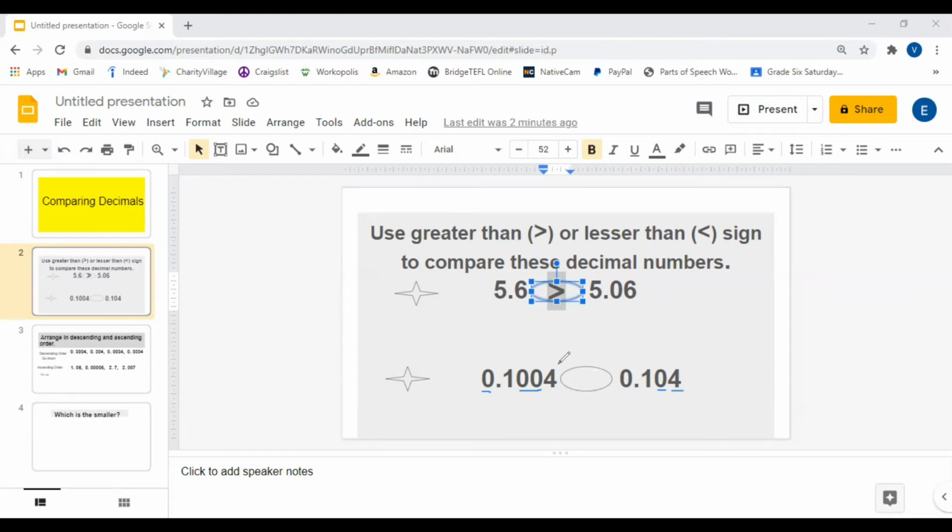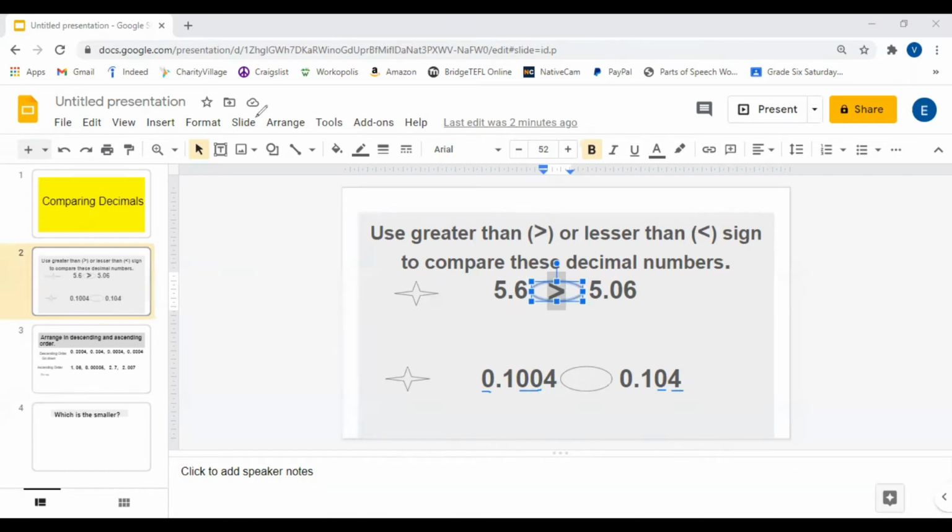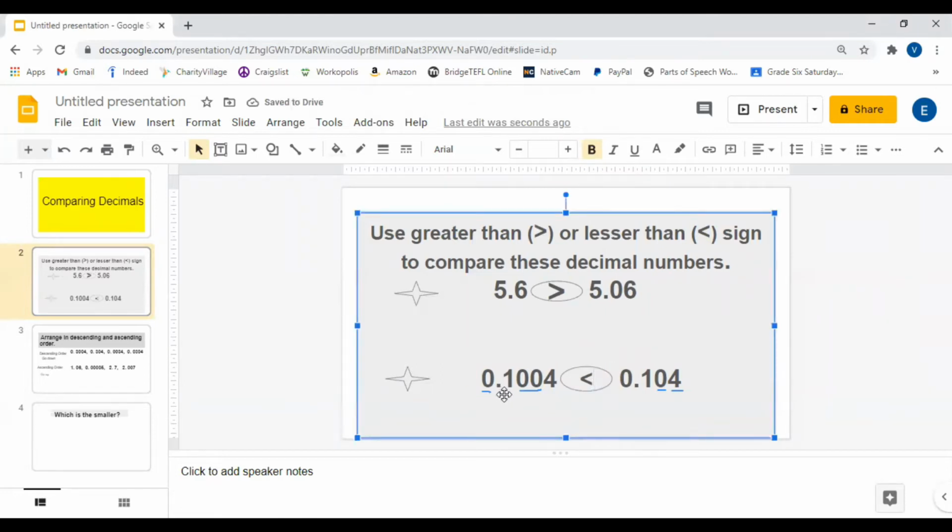So guys, we don't have to go any further. Forget about this 4 because we have compared the fourth digit and the fourth here, and we have realized that 0 is smaller than 4. So 0.1004 is smaller, or has a lesser value, than 0.104. And so I'm going to put the less than sign here. So 0.1004 is less than 0.104.